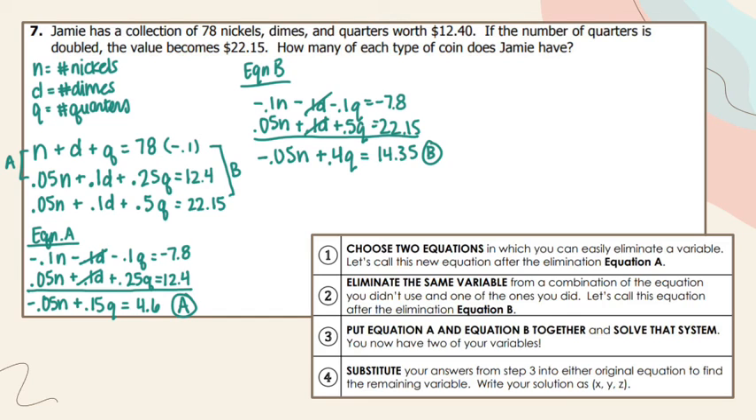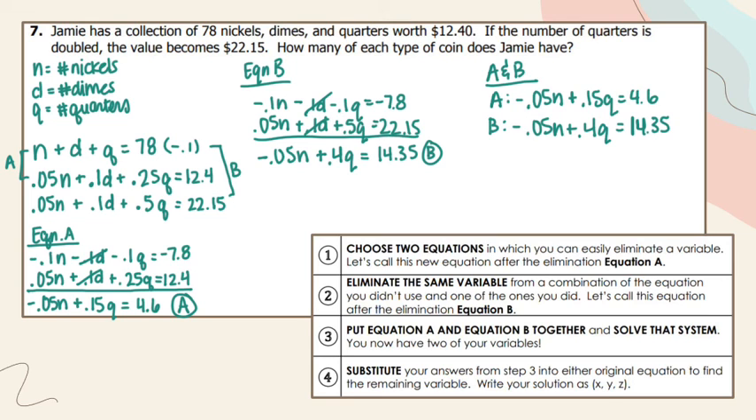So then we want to put A and B together. I'm going to rewrite them so that we can look at them side by side. Equation A is negative 0.05n plus 0.15q equals 4.6. B is negative 0.05n plus 0.4q equals 14.35. So I'm noticing we have the same coefficient for our n's. So we can just change the sign of one of the equations and be good to go.